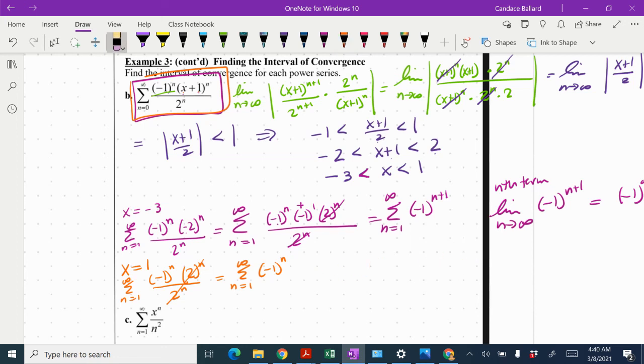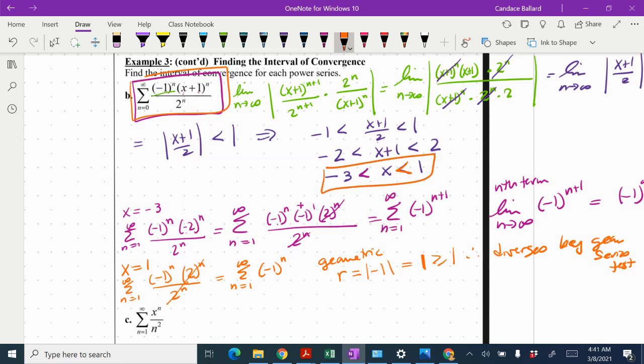So let's try the geometric. I know that the absolute value of r would be equal to the absolute value of negative 1, so it's equal to 1, which is greater than or equal to 1, so therefore it diverges by the geometric series test. So I would have no equal to on this one as well. So in this one, the endpoints would not be included.